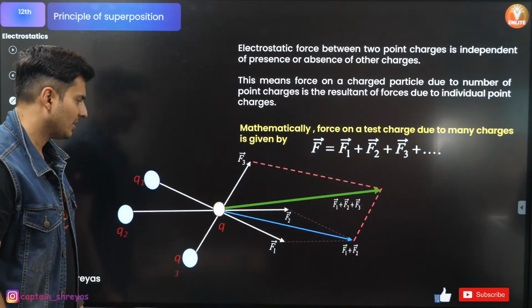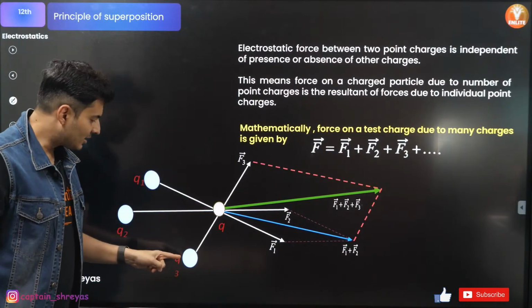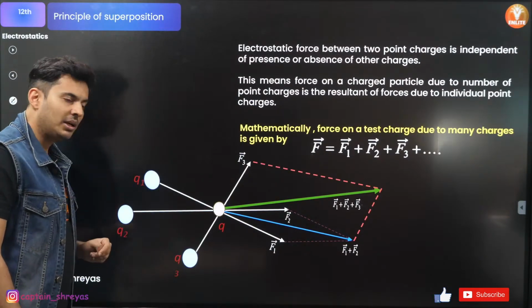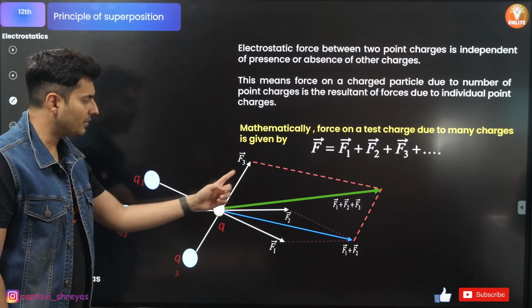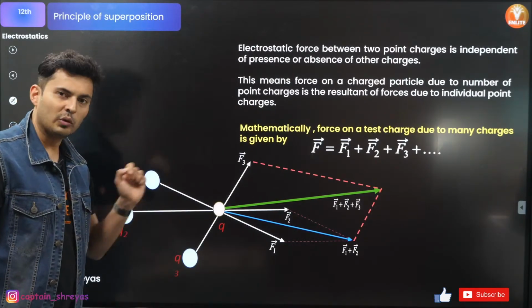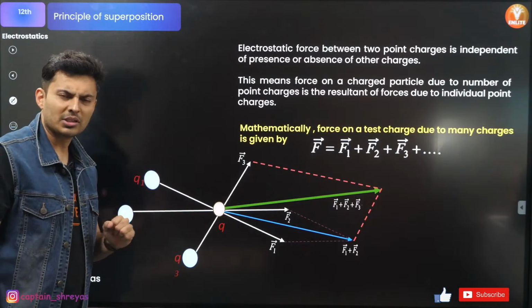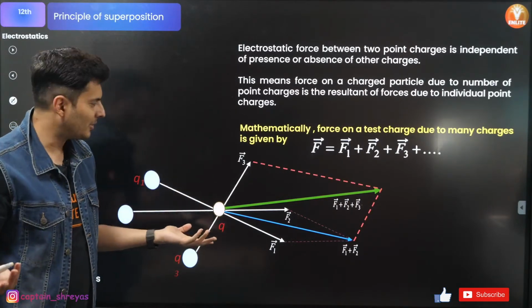Look at this charge. This friend is also calling. This friend is also calling. This friend is also calling. This friend applied F3 force. This friend applied F2 force. This friend applied F1 force. It could be attraction. It could be repulsion.